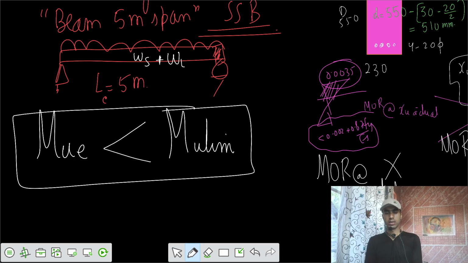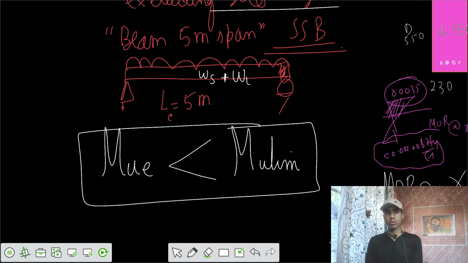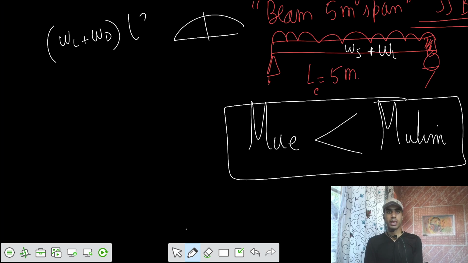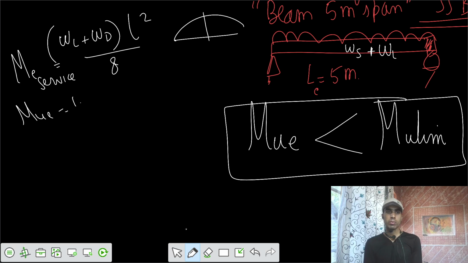Let's try to get that. Can you tell me what's the external bending moment we can take? Let's say the intensity of the live load, external live load, is WL, and because of the dead load we have WD. For the simply supported beam we have maximum bending moment of WL squared by 8, and that's corresponding to service load. I want factored load, ultimate load. So Mu ultimate would be 1.5 times Me service load.